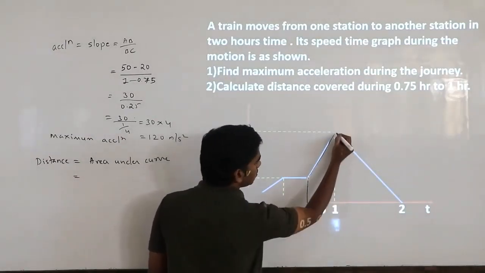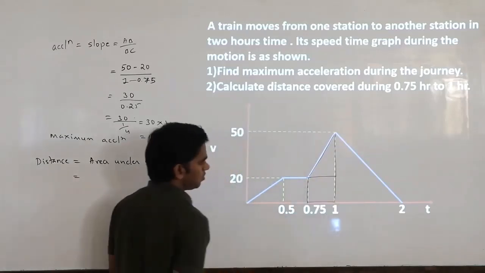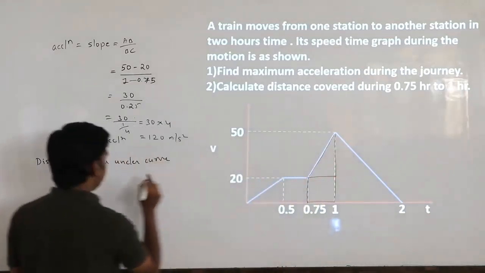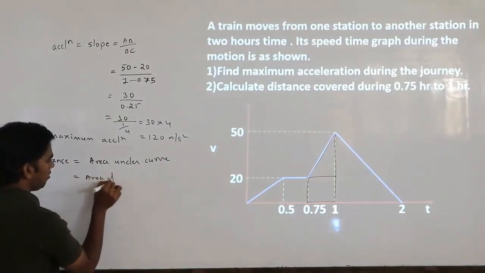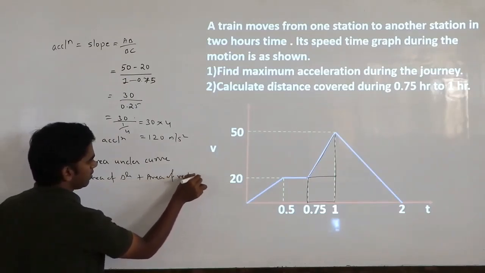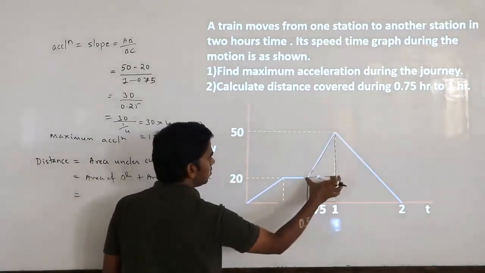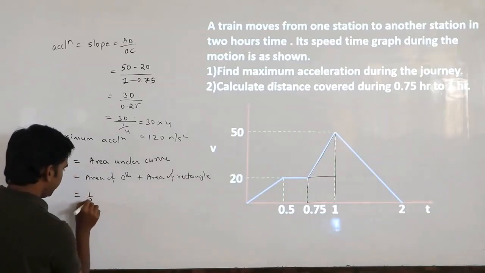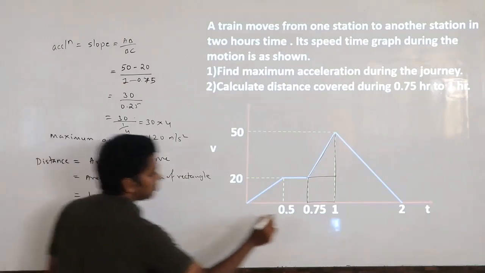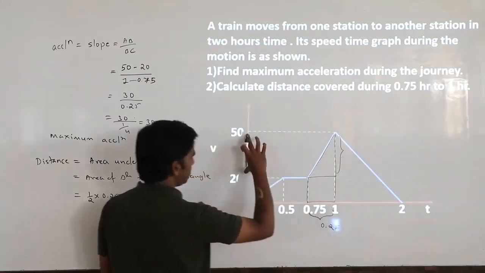Okay, so this is the area. I will divide this. This is one triangle, and this is going to be a rectangle. So now, area of triangle plus area of rectangle. What is the area of the triangle? Area of a triangle is 1 by 2 into base into height. So 1 by 2 into base. The base is 0.25, and the height, from here to here, is 30.